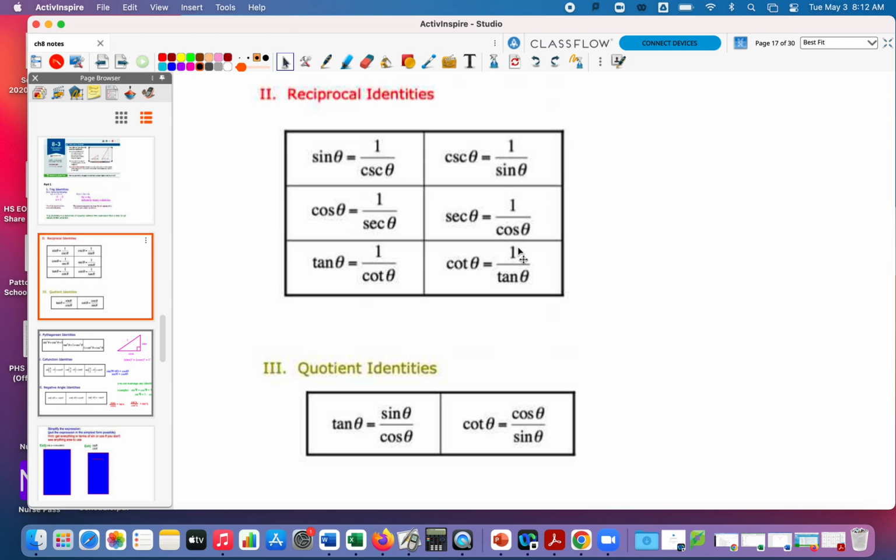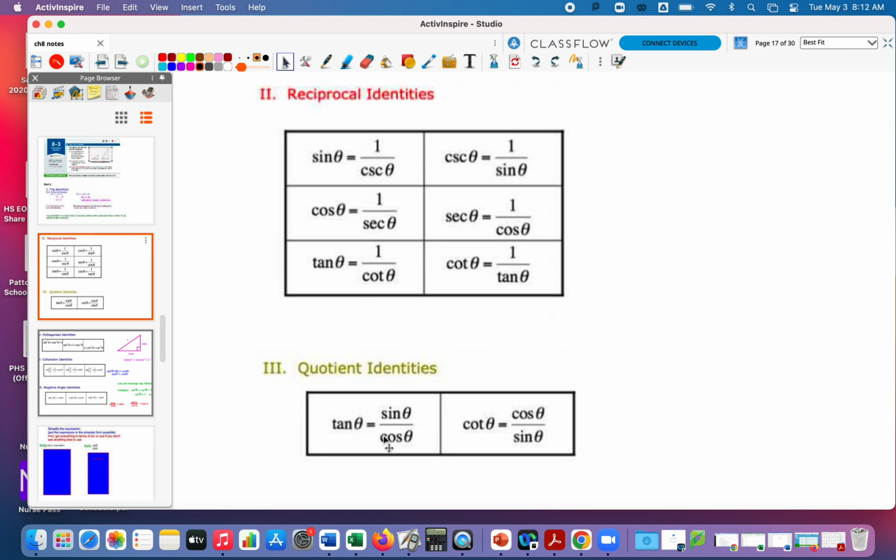Here are the ones you've seen before. These are the reciprocal identities, meaning if I have sine of an angle, it's equal to 1 divided by the cosecant of that same angle. So sine of 30 is equal to 1 divided by the cosecant of 30. And all these are true. We know all the reciprocal ones, how those all interact. We've used those on the unit circle before and solving some trig problems.